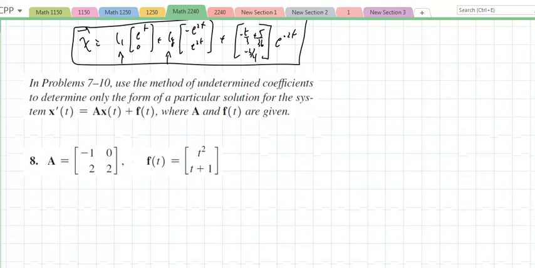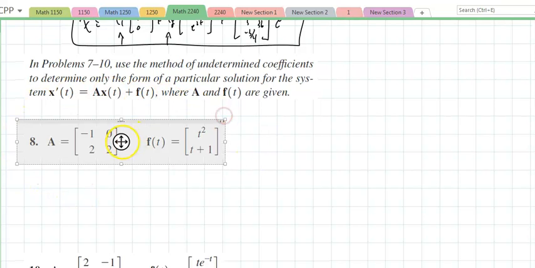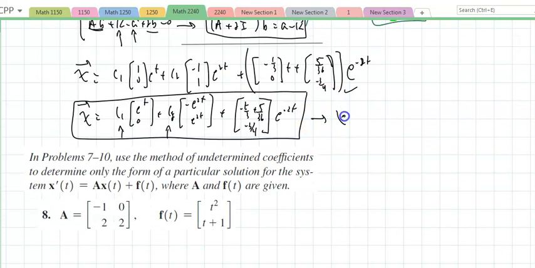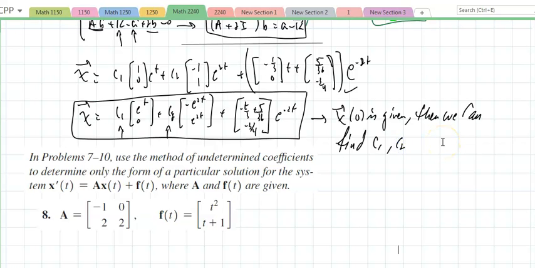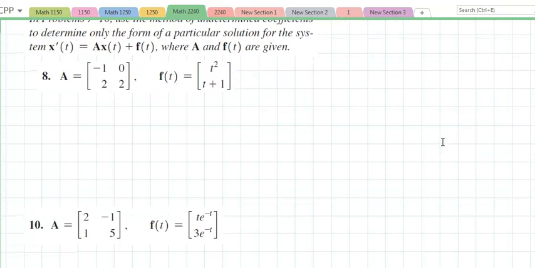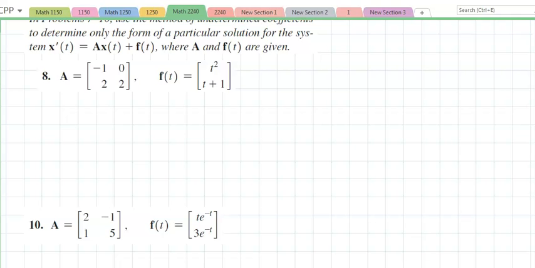Now, on the next problem, they don't want us to work it out. They just want us to list. Can you just list what the actual equation would look like? Now, of course, here I forgot to mention, if x of 0 is given, then we can find C1, C2. And you could tell, as it is, how long the problem is and how much longer it would be. They just want us to write the equation of how that would look like.